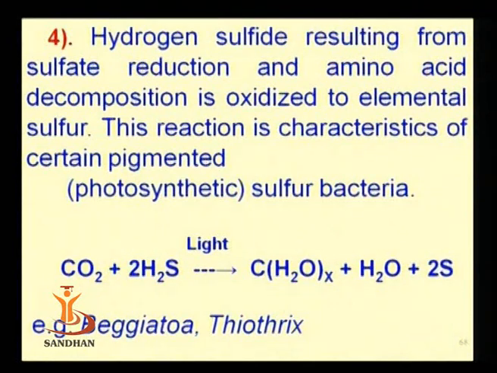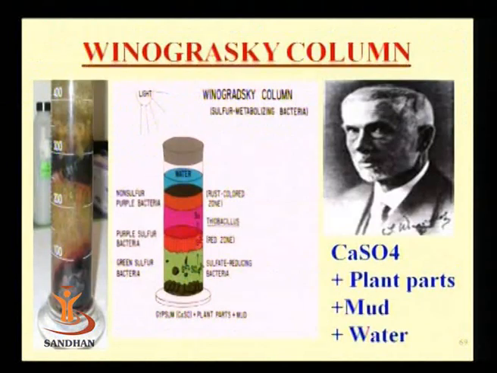The reduced H2S, that is hydrogen sulfide, often undergoes further decomposition and is converted to elemental sulfur with the help of photosynthetic groups of organisms like Beggiatoa and Thiothrix. Thus, the elemental sulfur is again back in the atmosphere.